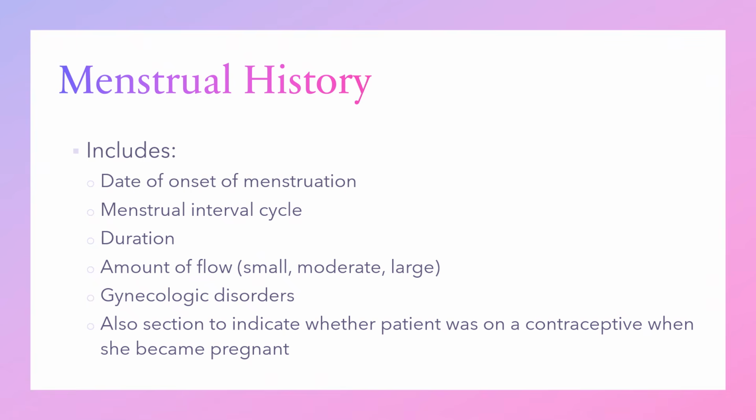We're also going to take a look at menstrual history. So this is going to include the date of onset of menstruation, or menarche is the word that they use for that. So when was their first period, their menstrual interval cycle. So, how many days is their cycle in between, the duration, how long, the amount of flow. Are they a heavy bleeder? Are they a spotter? Is it moderate? Do they have any gynecologic disorders like endometriosis, PCOS, fibroids, those types of things? Also, there's a section to indicate whether the patient was on a birth control pill or a contraceptive when she became pregnant.